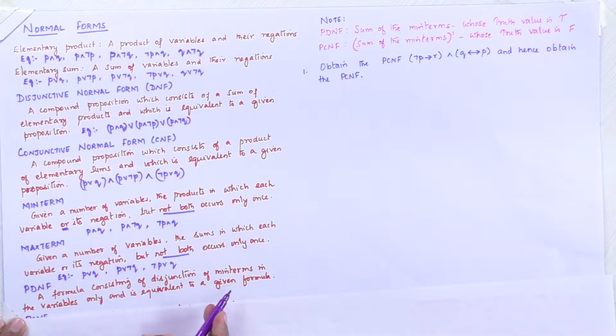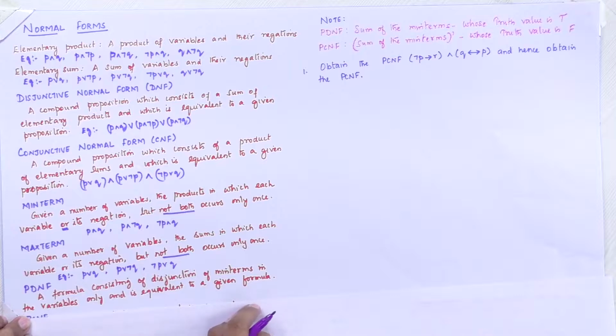A formula consisting of a disjunction of min terms in the variables only, and is equivalent to a given formula. That is, a formula consisting of a disjunction of min terms. We know what a min term is, right? And you will have to take only the disjunction, since we are defining what the principal disjunctive normal form is. It is a disjunction of the min terms in the variables only and is equivalent to a given formula.